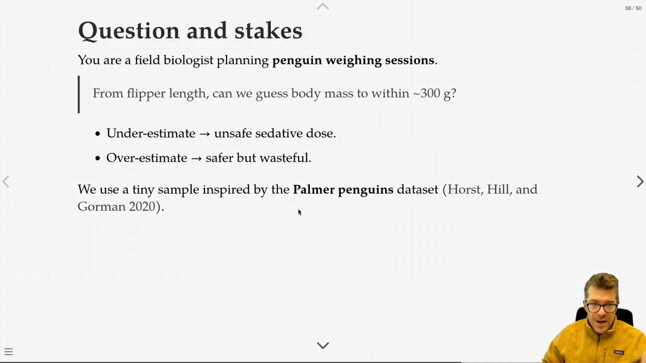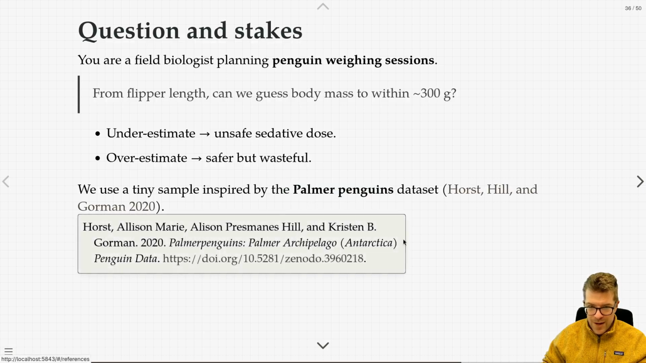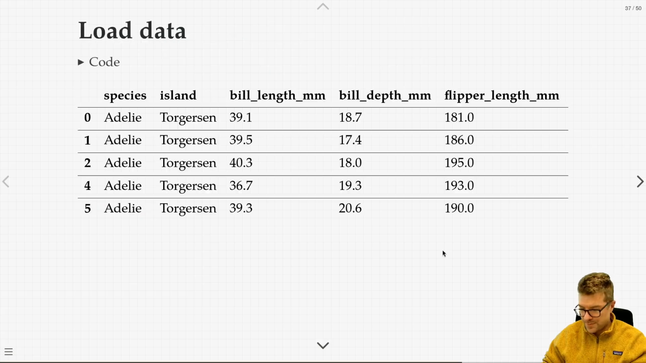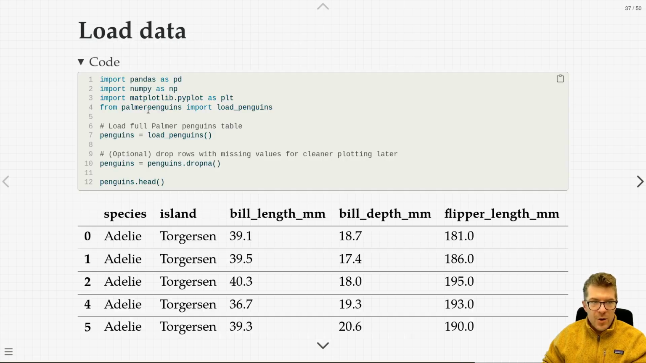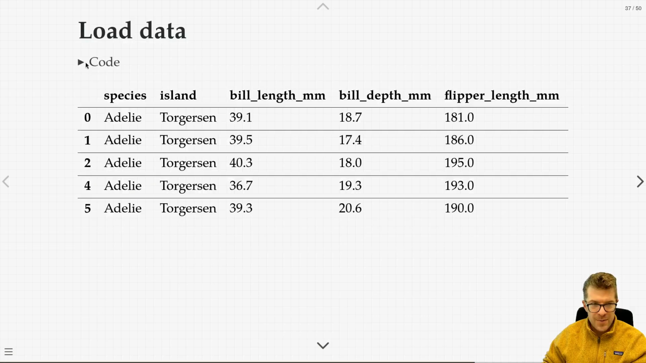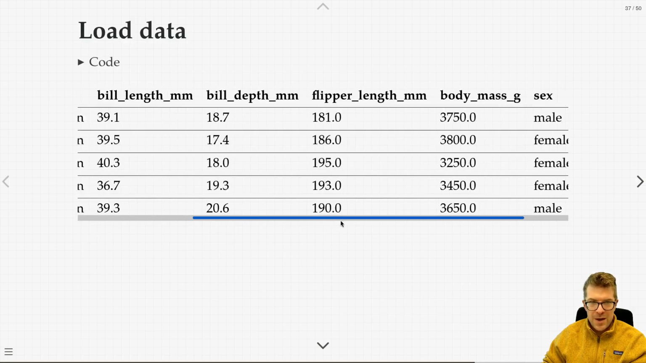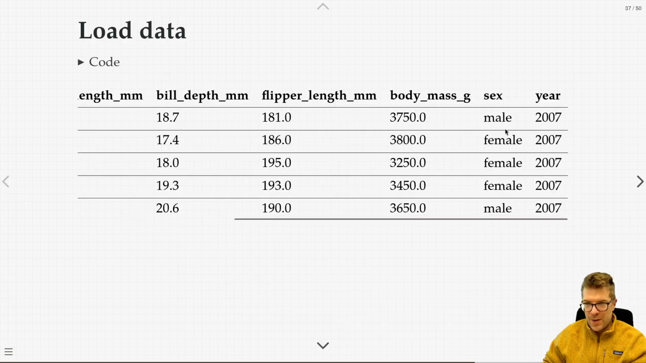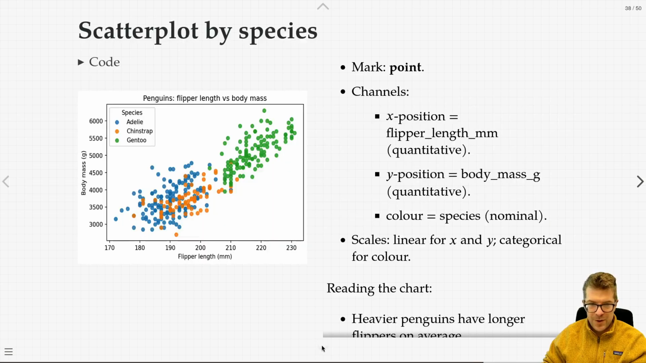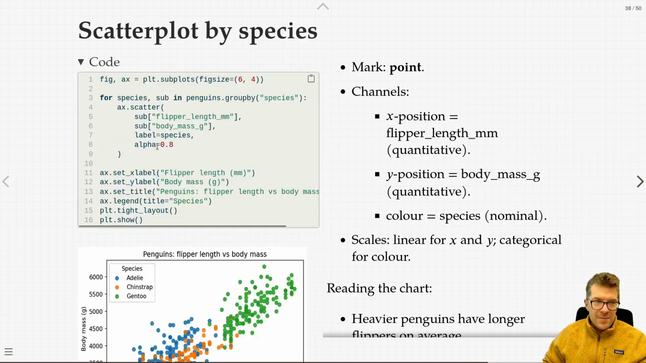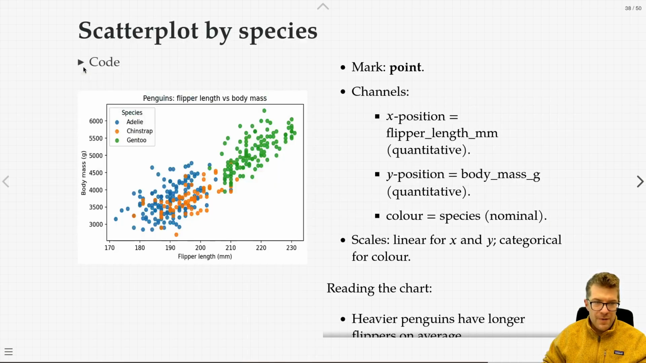Regardless, this is a tiny sample inspired by the Palmer penguins data set. You can read about it at this site. There's a library called Palmer Penguins, and there's a function called load penguins, and this just loads the data, and you get something, the head of which looks like this. You have species, islands where they occur, bill length, bill depth, flipper length, body mass, the sex, and the year of all these penguins. And here's the graph, here's the code to graph it.